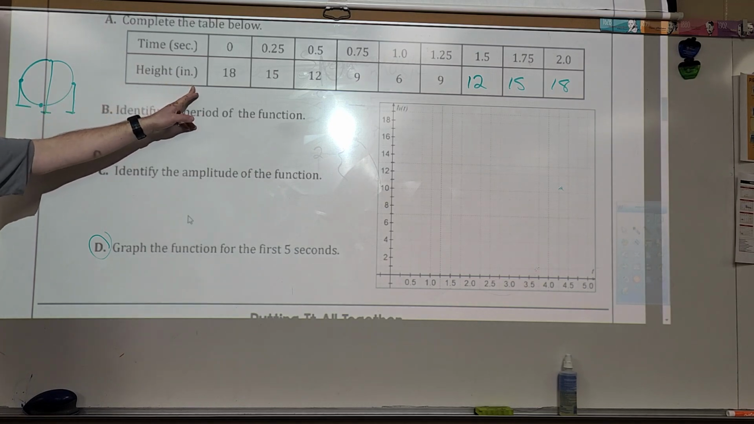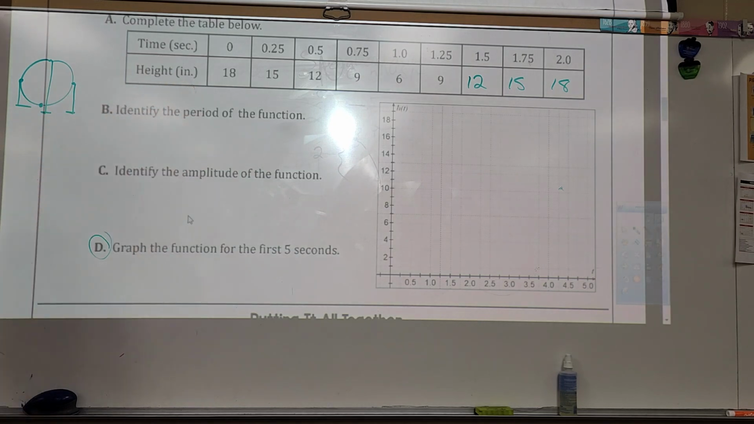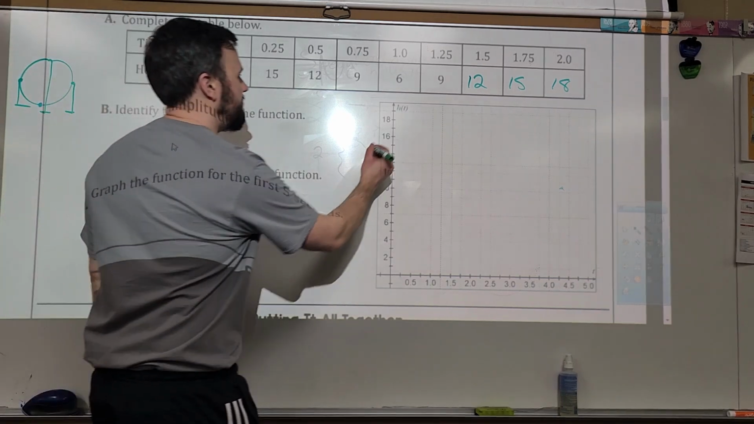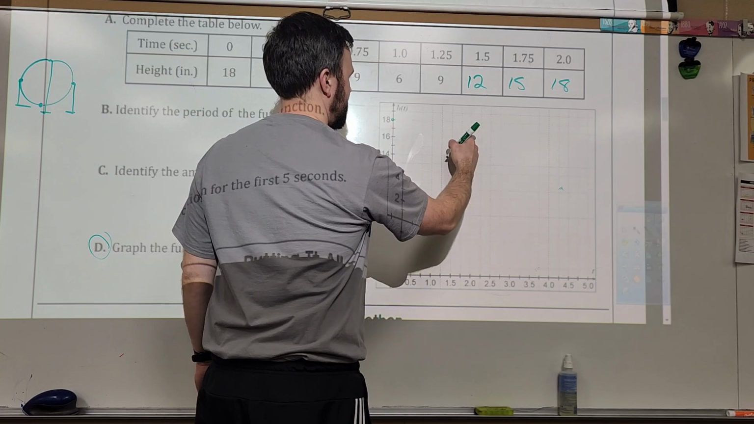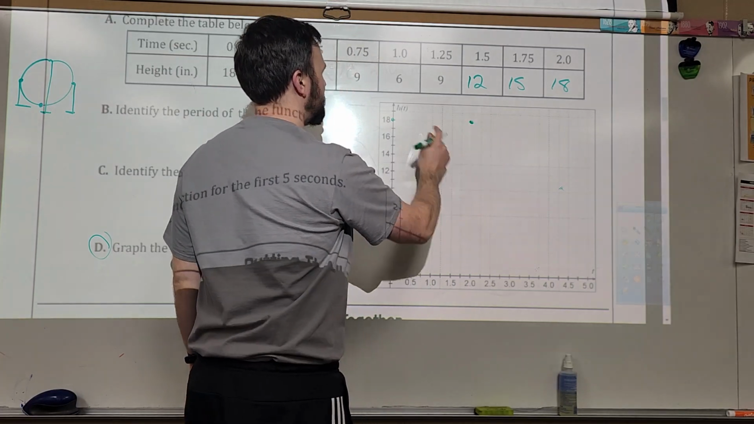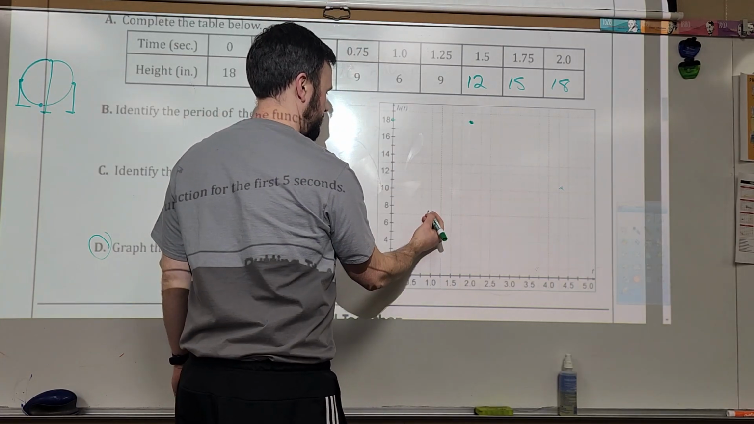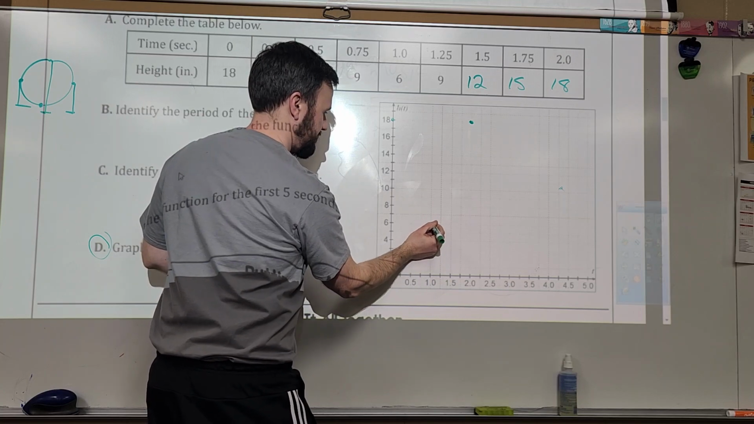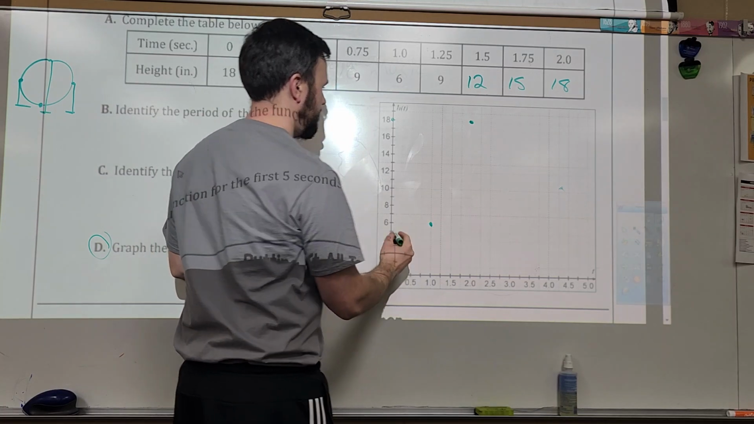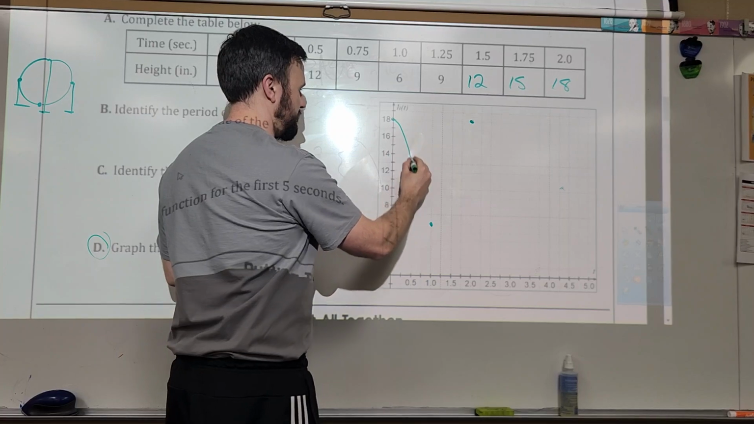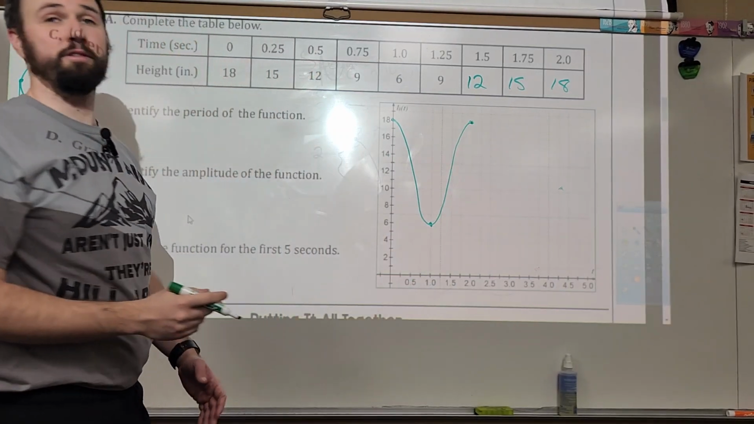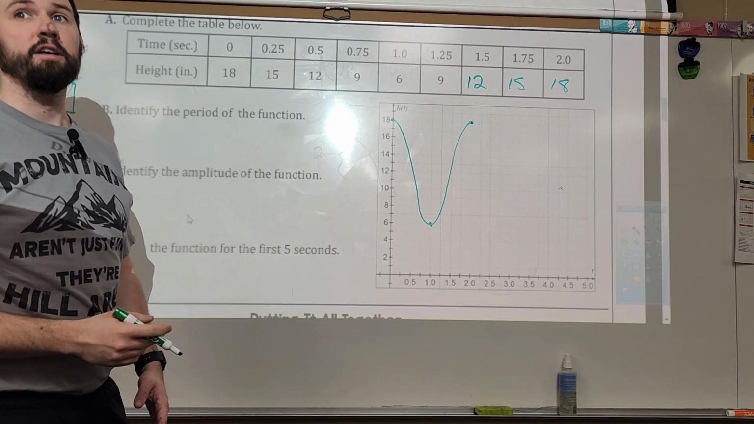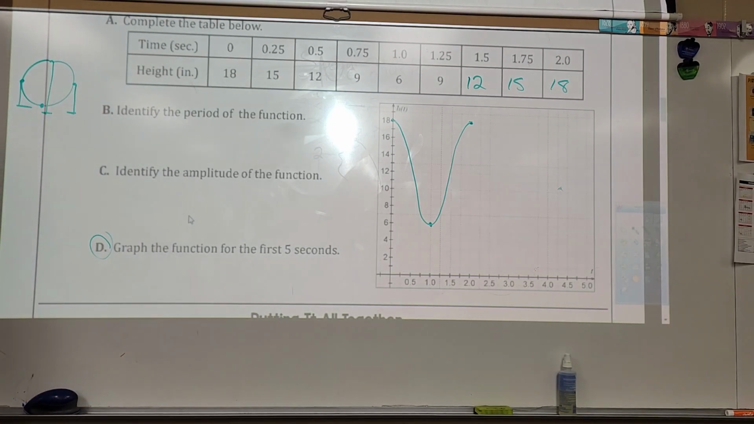Now these I can just graph those points, right? 0, 18. 2 is 18. I'm going to cheat a little bit. 1 is 6. It's a sketch, so I'm going to do... That's pretty good. They have to be curved. They're going to be curved.